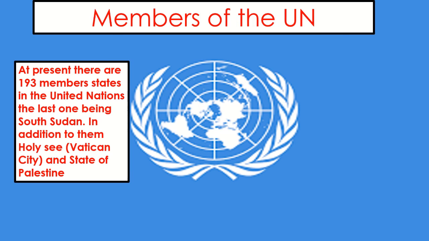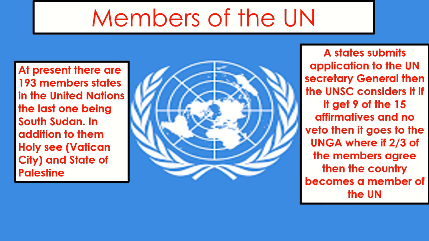The members of the United Nations. At present, there are 193 member states in the United Nations. The last one added was South Sudan. In addition to them, the Holy See and the State of Palestine are 2 other observer states. Observer states get the privilege to participate in the functions of the United Nations but are not allowed to cast a vote.